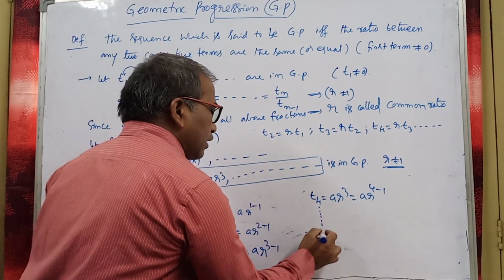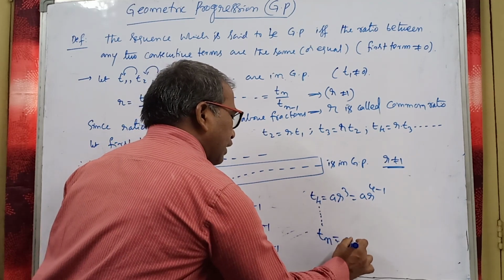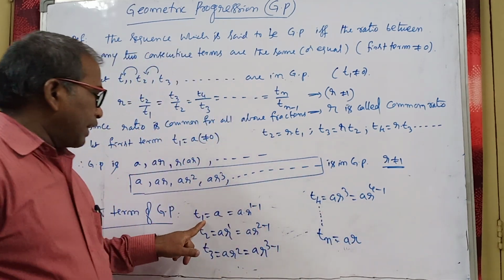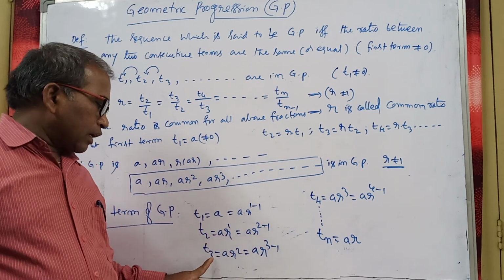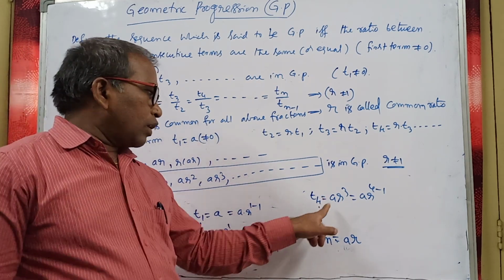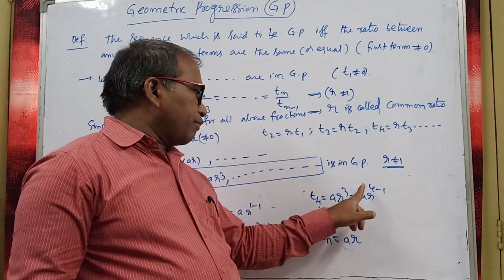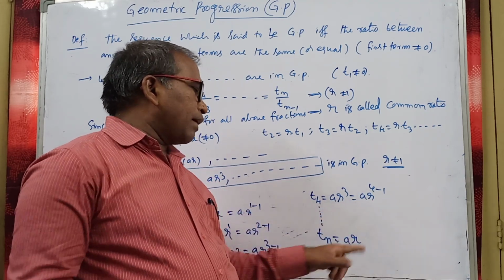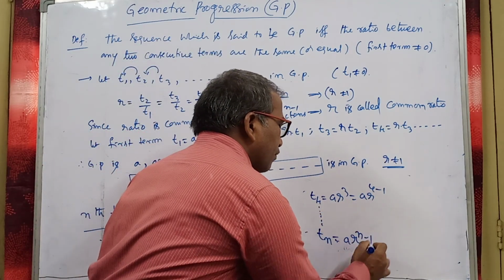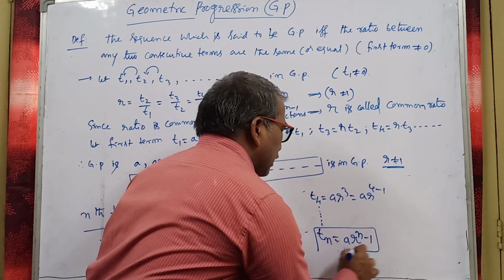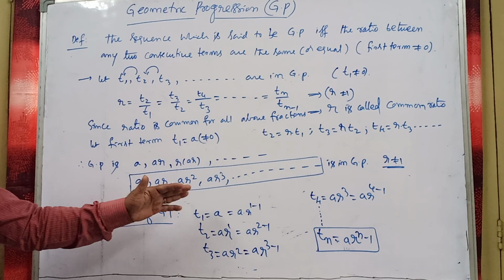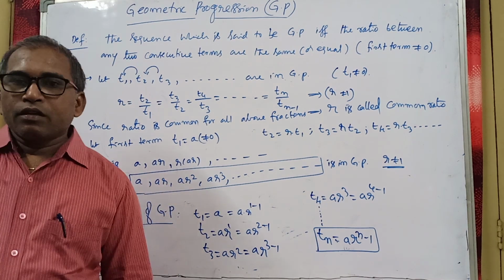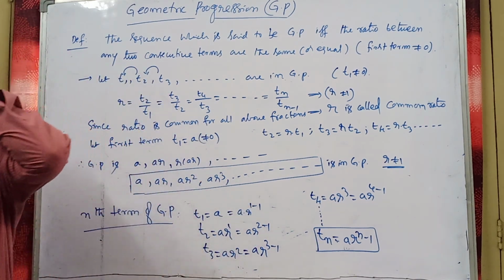So I want the nth term as A into R power something. For the first term it is 1 minus 1, for the second term 2 minus 1, third term 3 minus 1, fourth term 4 minus 1, fifth term 5 minus 1, so the nth term has n minus 1. This is the nth term of GP. Till here you can copy. We will see one or two problems regarding this.